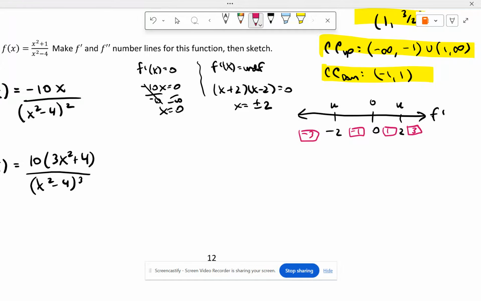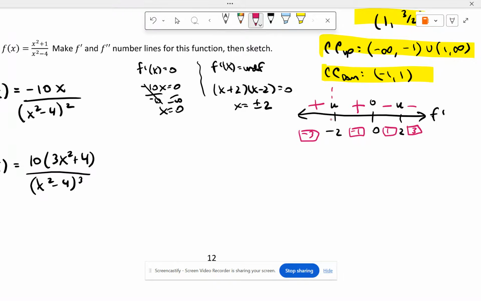So if I have a negative times a negative, what do I have? Positive. And then here I've got a negative times a negative. So what do I have here? Positive. And then in between 0 and 2, I have a 1. I'm going to plug that in. I'm going to get a negative. 3 times a negative is a negative.